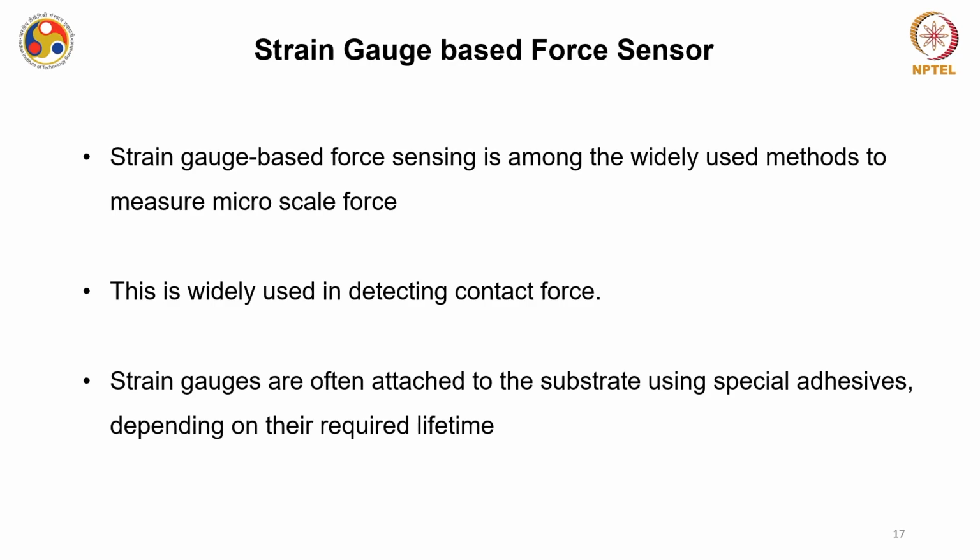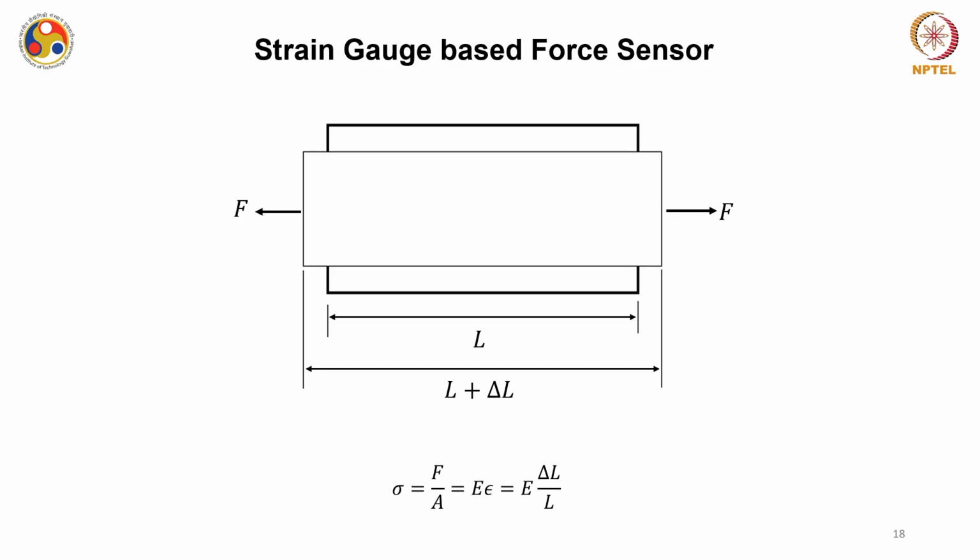Strain gauges are mostly attached to the substrate using specific adhesives depending on their required lifetime. If you require a higher lifetime, the adhesive will change, but that will affect the overall cost, and you also have to see whether that adhesive is suitable for the substrate on which you are attaching it. A typical strain gauge based force sensor looks very similar to this, where you have attached an external strain gauge on top of the material on which you are trying to measure the applied force.